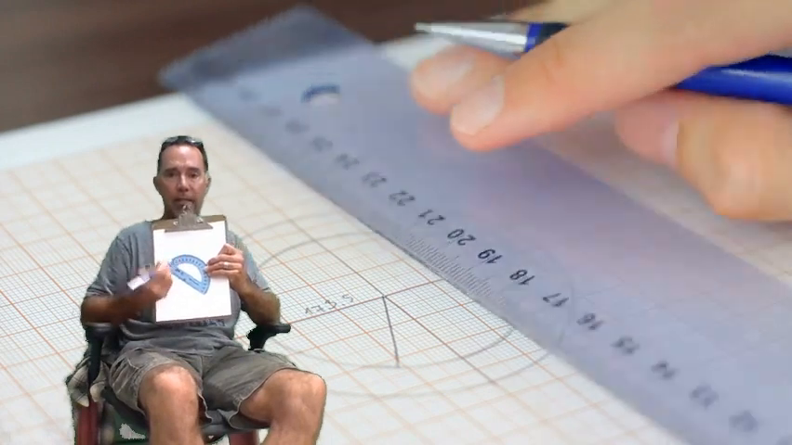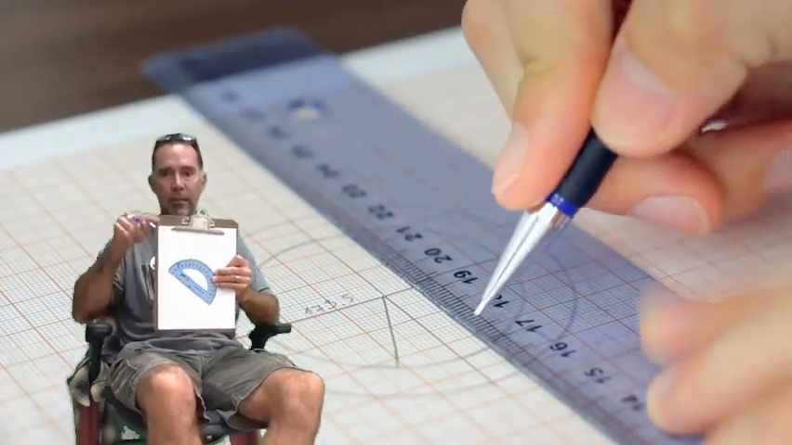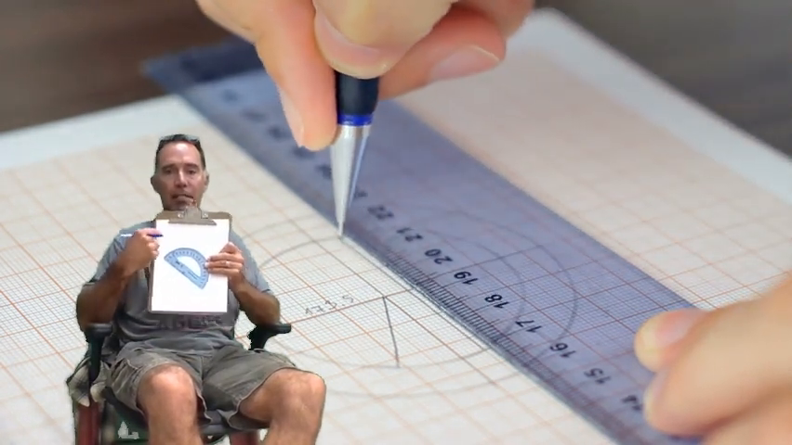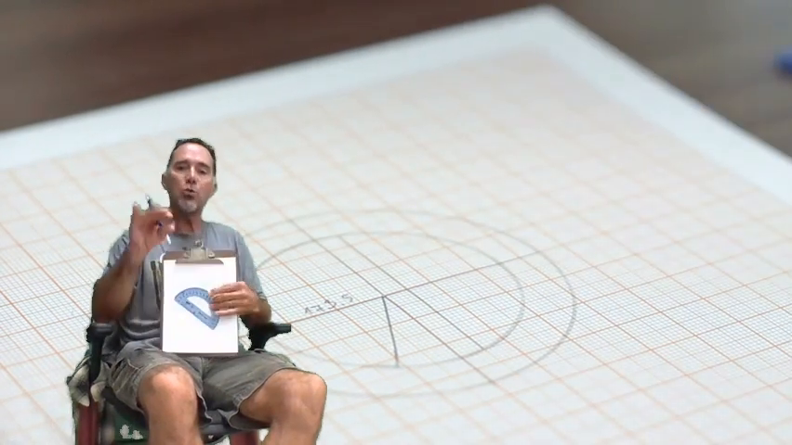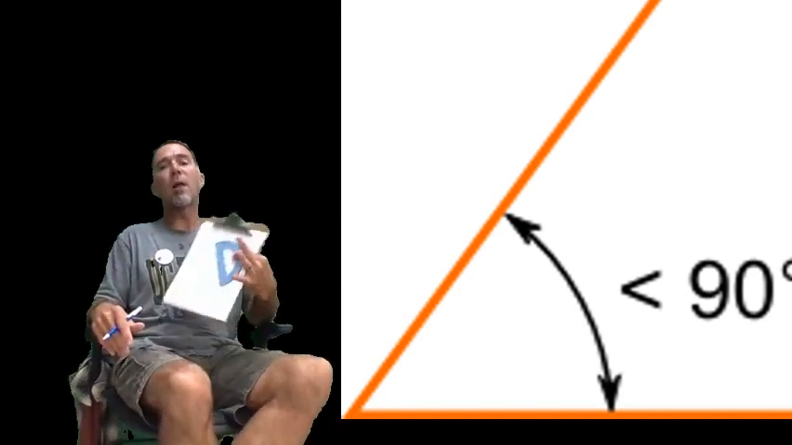Now, if an angle is exactly 90 degrees, like a corner of a rectangle, such as this piece of paper, that is called a right angle. It's 90 degrees. Anything less than 90 degrees, a smaller angle, would be an acute angle. Greater than 90 degrees is called an obtuse angle.